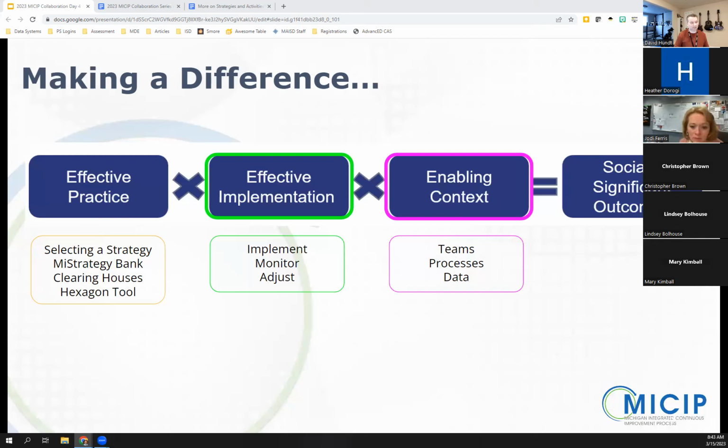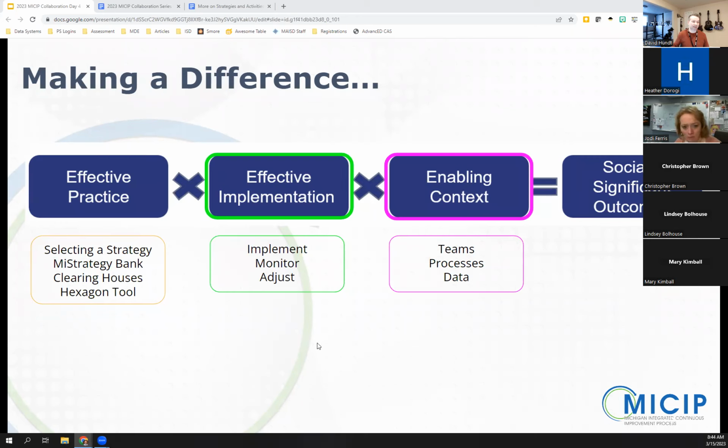We talked about that on the monitoring day. And then, of course, that enabling context. We spent a lot of time on the first day talking about teams, having the right processes in place, having the right data. If you're missing one of those things, you probably won't get those significant outcomes that we're really hoping for. A lot of times, as we just middle along and it doesn't seem like there's been a lot of change, it's because we're missing one or more of those pieces. So I just wanted to situate where we are talking about strategies today. That's really this effective practice portion of the equation. You really need all three.